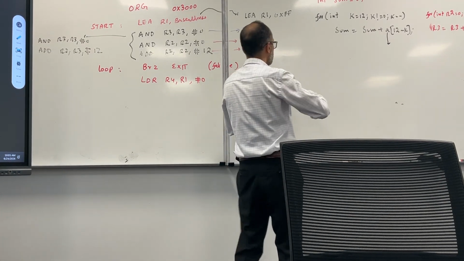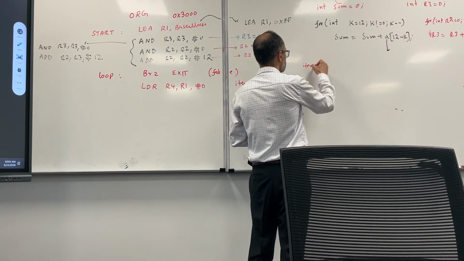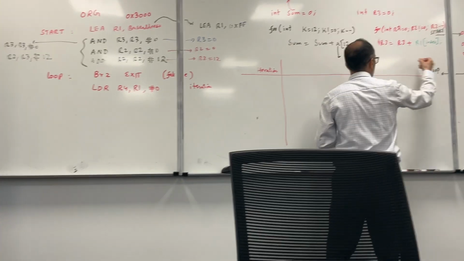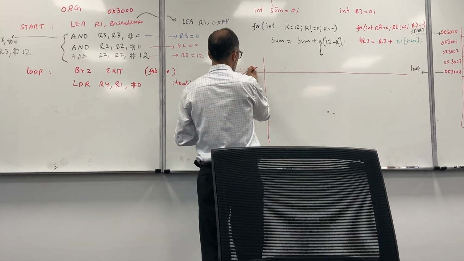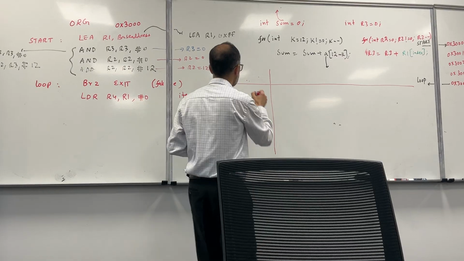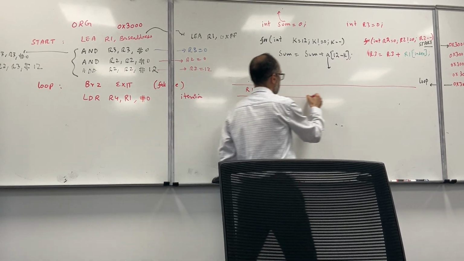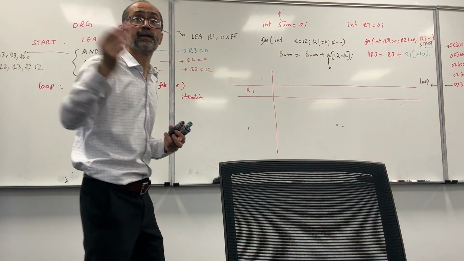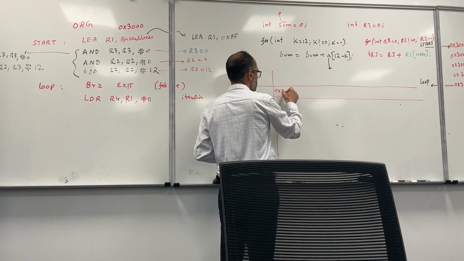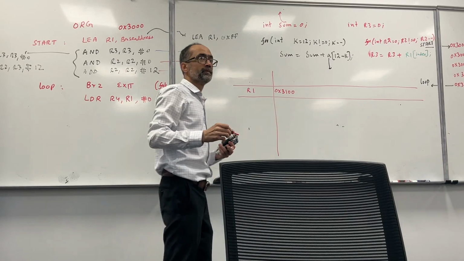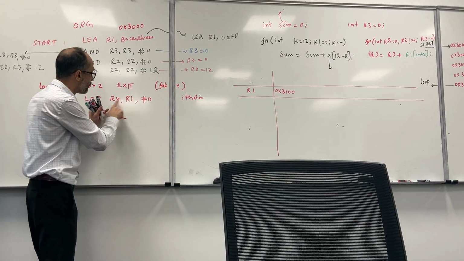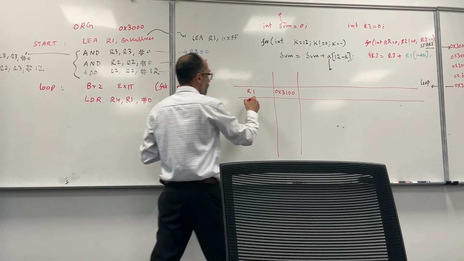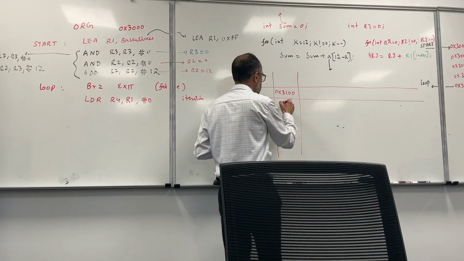So now we have the first iteration. So we have some registers. What is the value of register R1 during the first iteration? Help me. 3100. And during the first iteration, R1 is now pointing to here. What is the value of R4 here? Help me. A0.